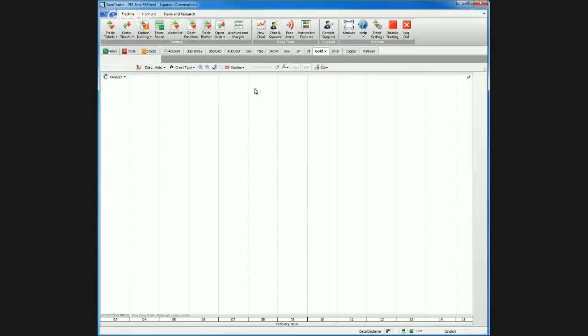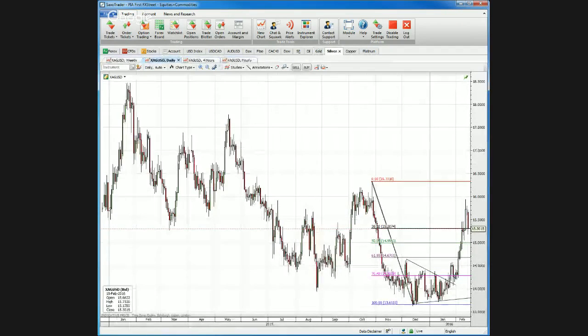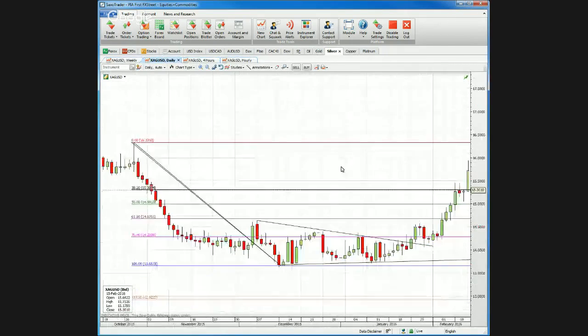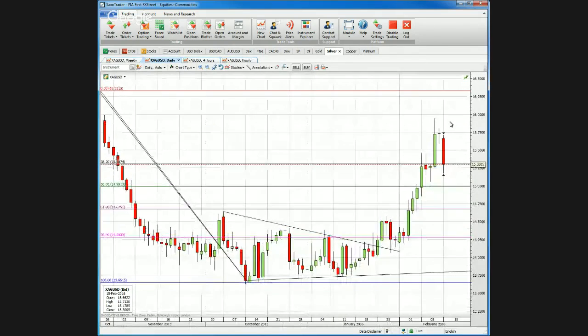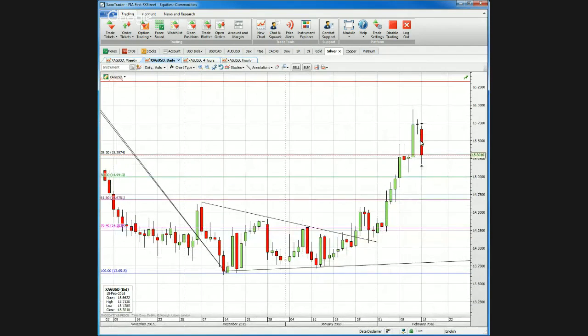I'll have a quick look at silver. No one seems to be mentioning anything, but silver again highlights a bit of an evening star formation, not a perfect one by any means. Nevertheless, it's a negative day today, and basically we're slightly bearish on a daily intraday basis.